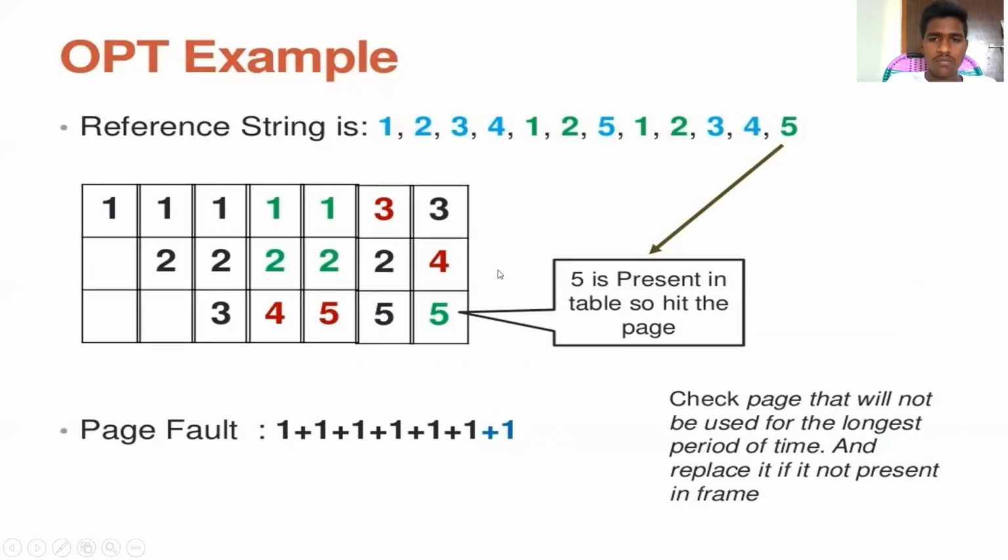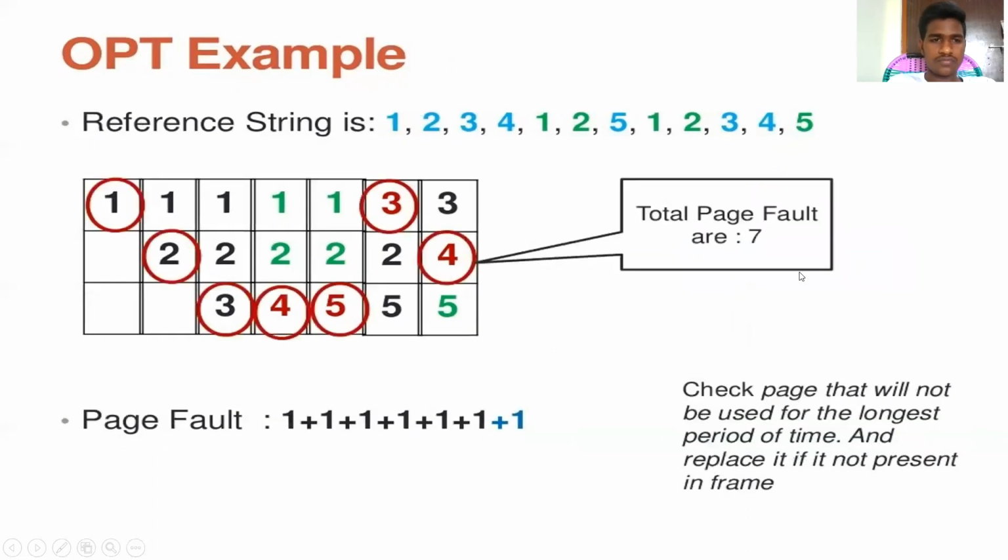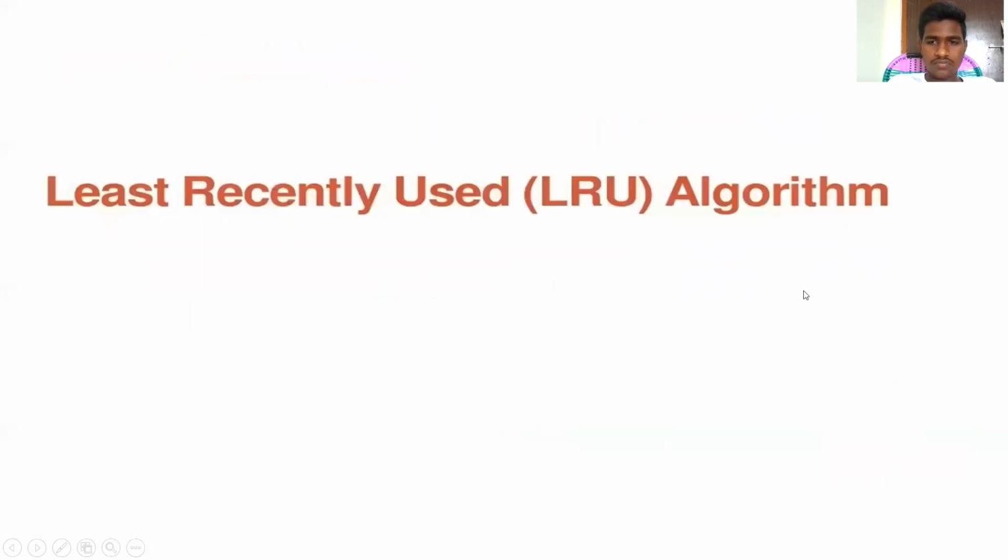Here totally how many hit bits are there? 1, 2, 3, 4, 5. There are 5 hit bits, and 1, 2, 3, 4, 5, 6, 7: 7 page faults occurred in this example. Total page faults are 7.